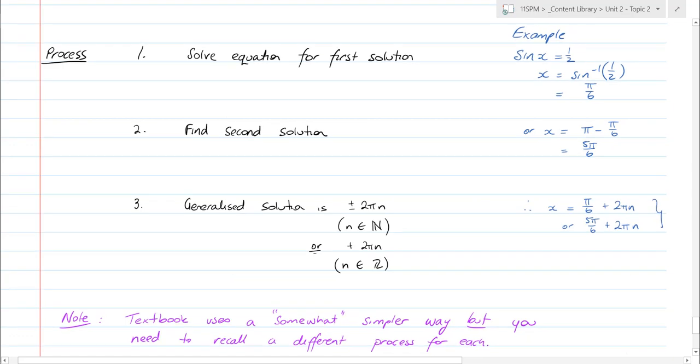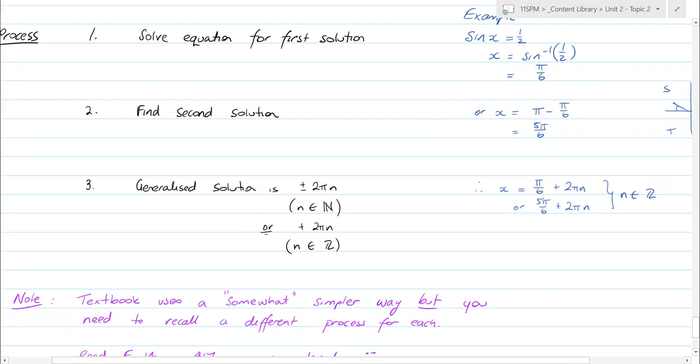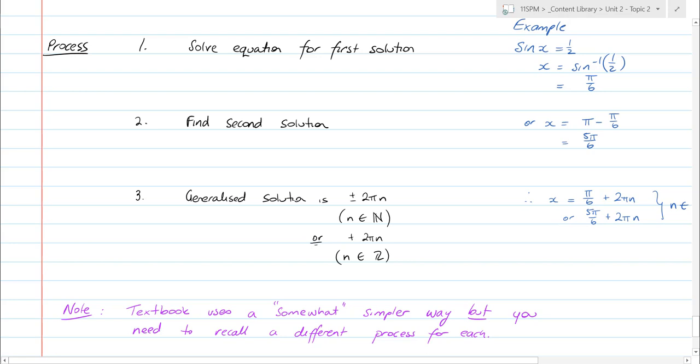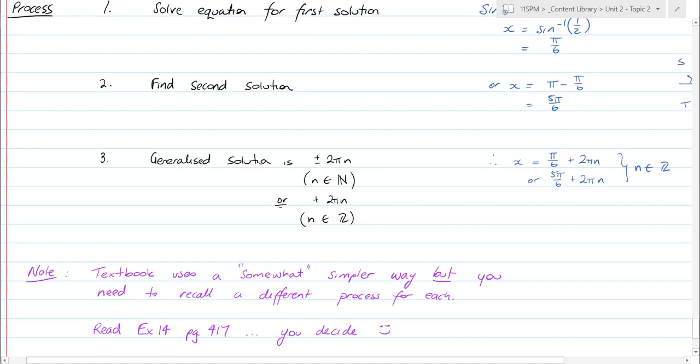Okay, so here's the process, and here are my solutions that I've written out previously. The process is: solve the equation for the first solution, find the second solution using the unit circle. The generalised solution will be plus or minus 2 pi n, where n is a natural number, or plus 2 pi n, where n is an integer. That's your process.